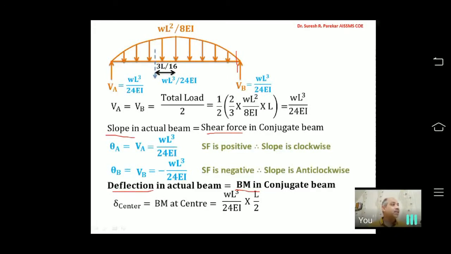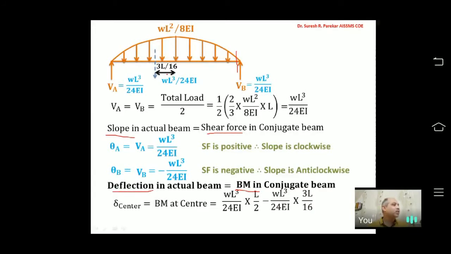So now we have actually this as 3 by 8 into L. Now 3 by 8 into L, but what is L? L is L by 2. So we have 3 by 8 into L by 2, and that will be 3L by 16. So keep in mind this is 3 by 8 into L by 2, so 3 by 8 into L by 2 is 3L by 16.